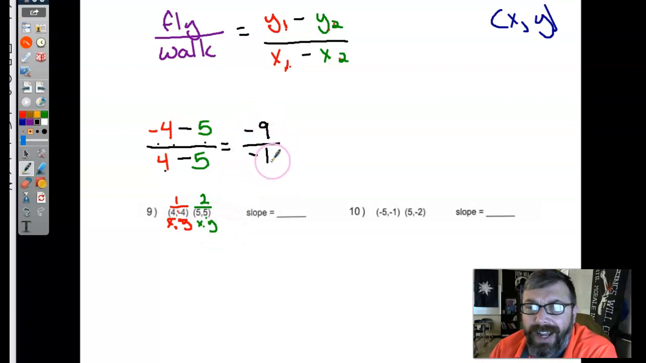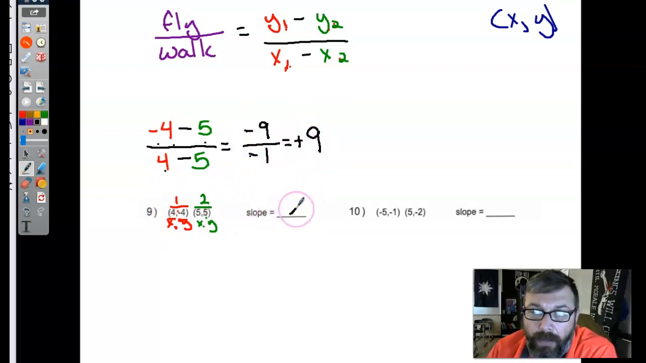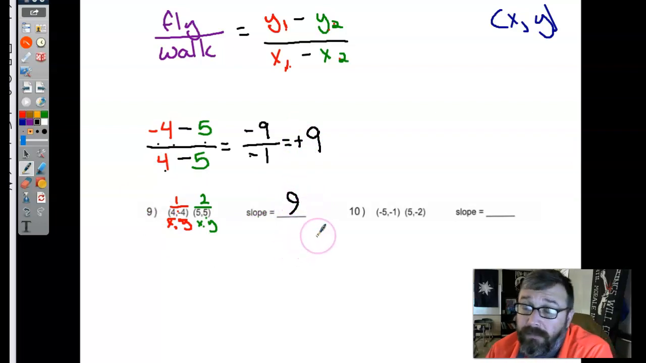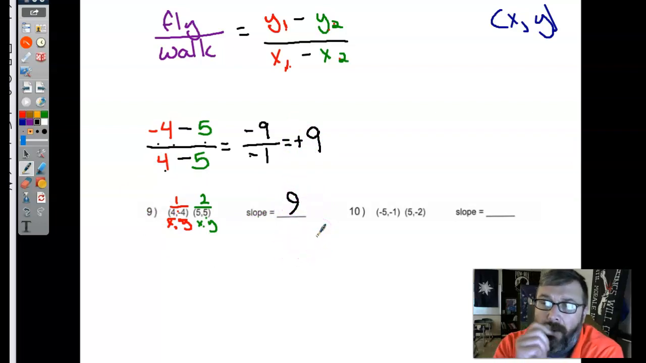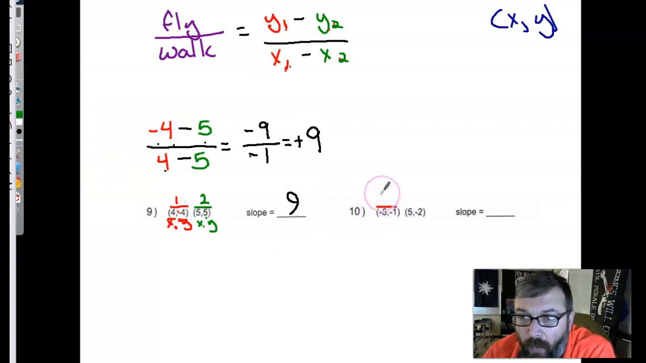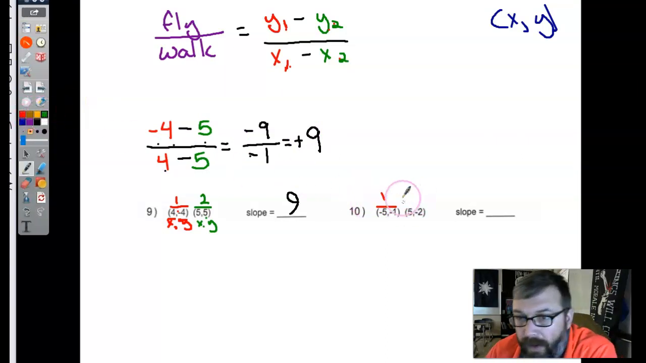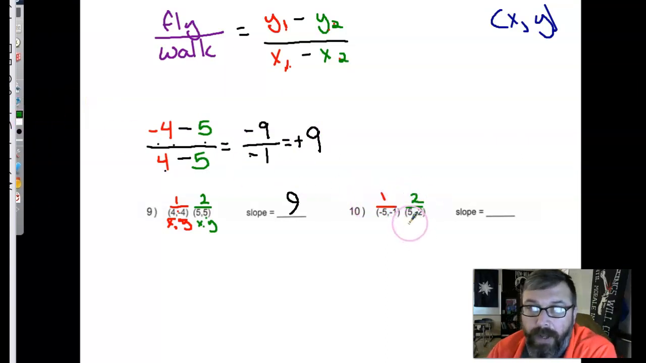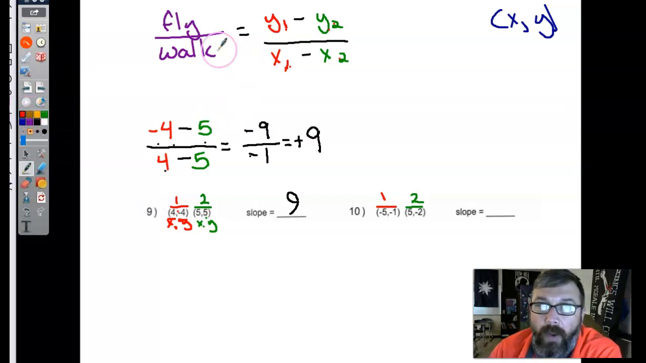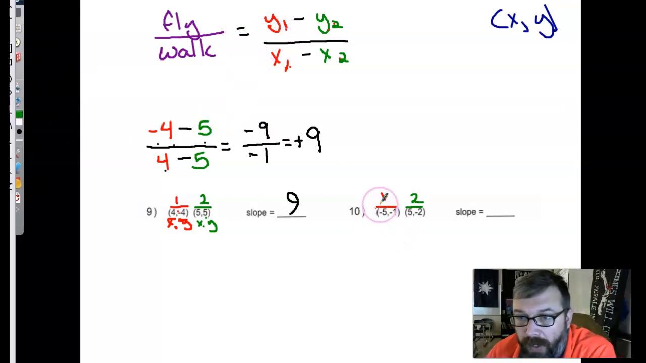Well, I know that -9 divided by -1 would be, well, 1 goes into 9 nine times. And a negative divided by a negative is going to be a positive. So that means in this case, my slope is 9. Easy peasy. Let's try it one more time just to make sure we clarify. I have 1 point and my second point. So I want to know, what is the y value for y1, my first point.